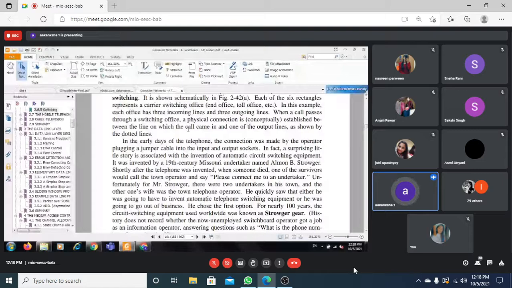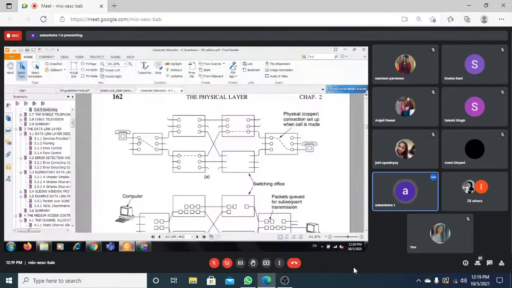Now in the early telephone days, there was no automatic switching. So some telephone operator had to be there in the telephone exchange, and he used to use a Strowger gear. You can see here Strowger gear, and that was an equipment that was just a kind of jumper cable. He used to connect the 2 input and output ports. Like here you can see the first port on the topmost circle and the last one in the second column circle are connected using the jumper cable.